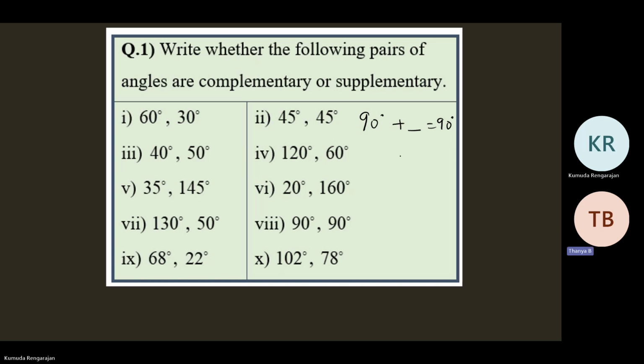0 degrees. So the complement of 90 degrees is 0 degrees. And the complement of 0 degrees is 90 degrees. So 0 degrees plus what is 90 degrees? 0 degrees plus 90 degrees is 90 degrees. So 90 degrees is the complement of 0 degrees and 0 degrees is the complement of 90 degrees.